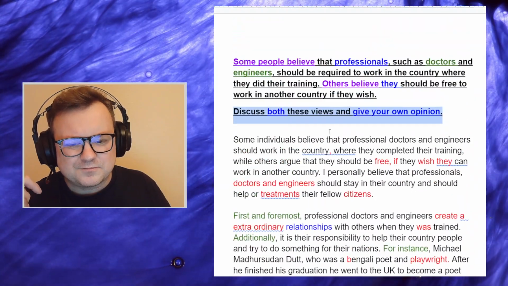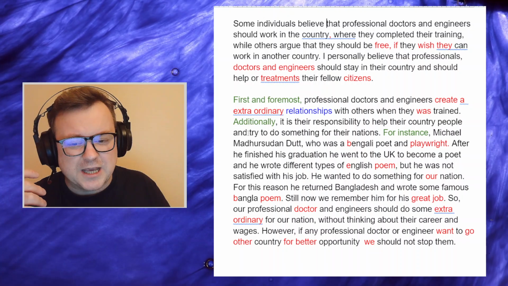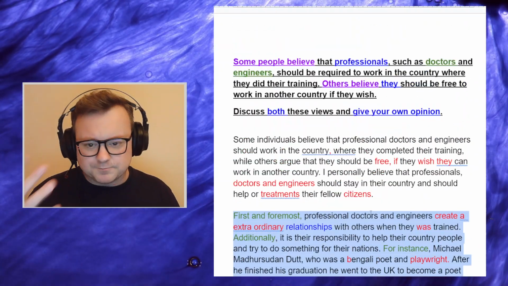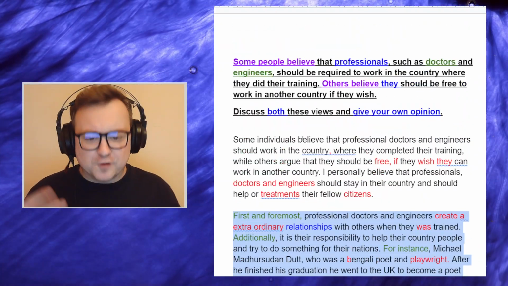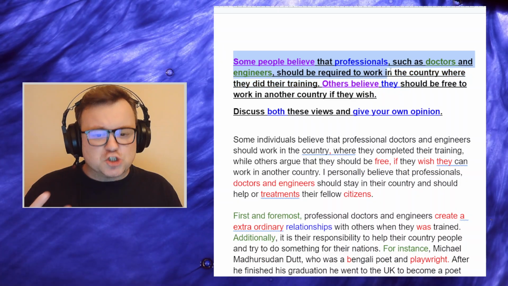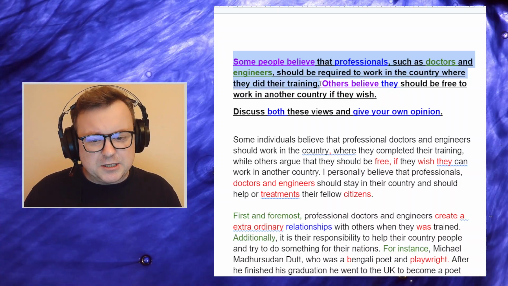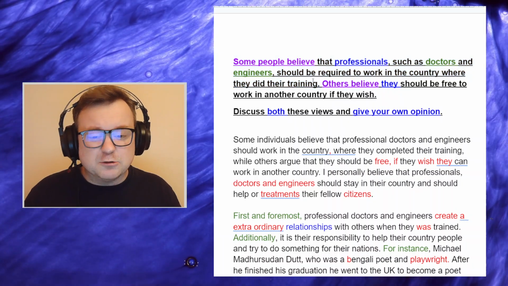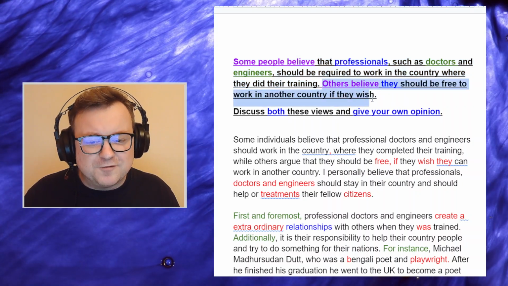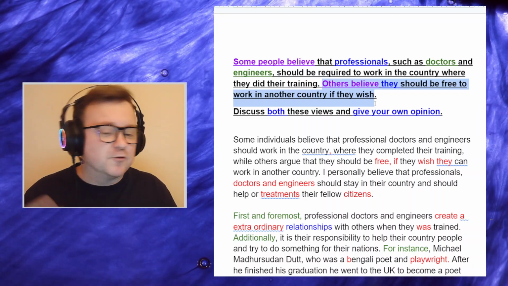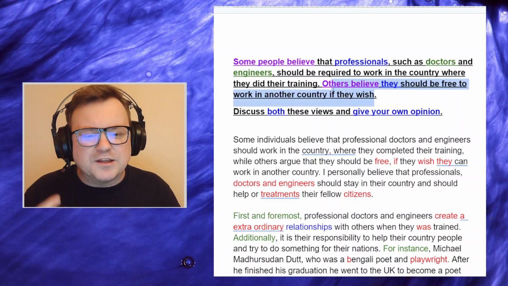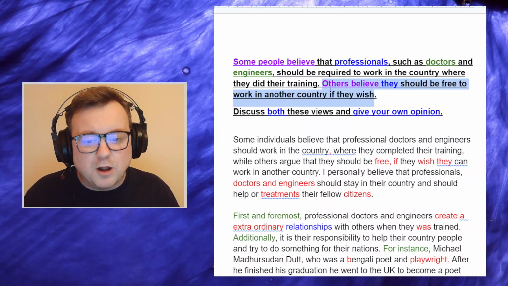And the paragraph structure looks okay, but there isn't an argument here. I can't walk away and say, okay, I understand from this essay why some people believe that professionals like doctors and engineers should be required to work in the country where they did their training. I don't really know. I can't say what those arguments are. Or some people believe they should be free to work in another country. You just say, of course, people have the right to do what they want. But that's not an argument that says why they should be free. So there aren't arguments there.